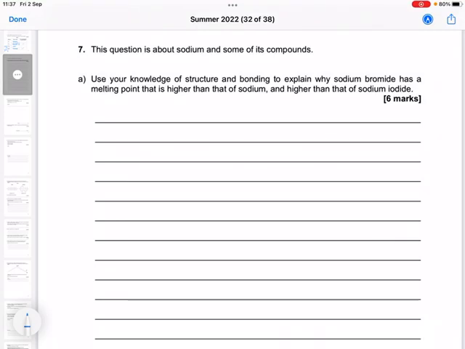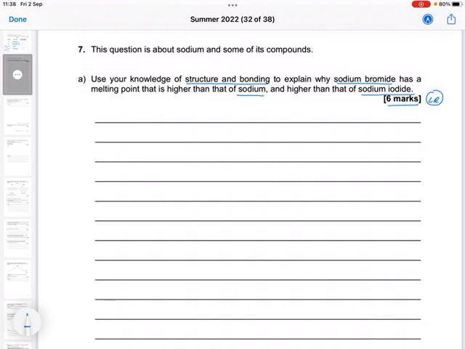Okay, this question is about sodium and some of its compounds. Use your knowledge of structure and bonding, so I need to state the structure and bonding of everything that's in here, to explain why sodium bromide has a melting point that is higher than that of sodium and that of sodium iodide. So it's a pretty open-ended question. There's 6 marks here, which means it's going to be a levelled response, which means there's 3 stages worth 2 marks each.